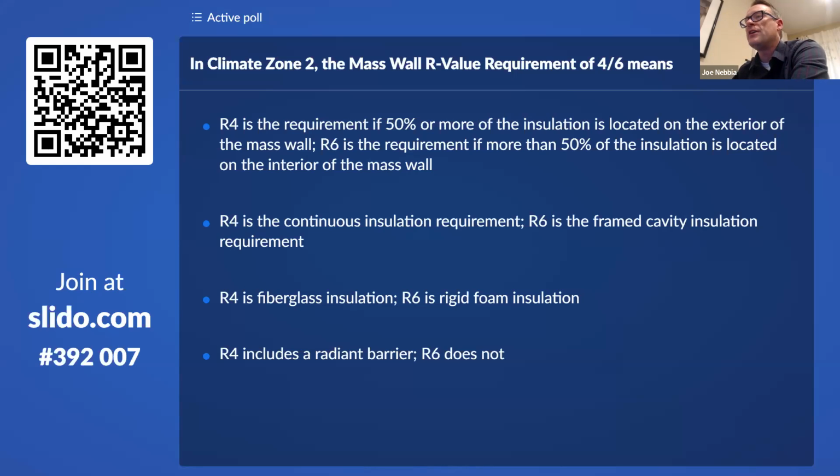First question we have here, climate zone 2, the mass wall R value of 4.6 means what?